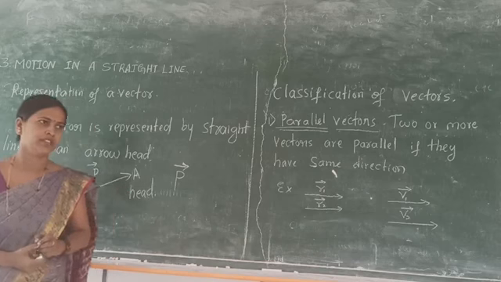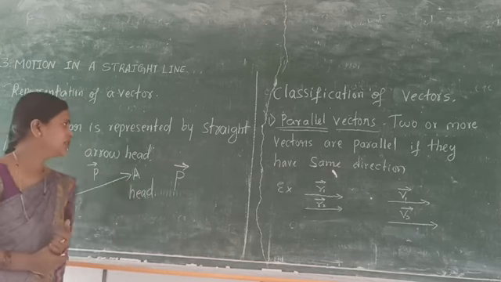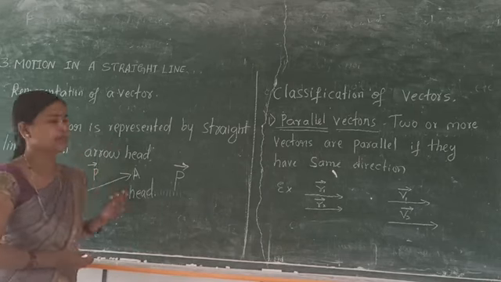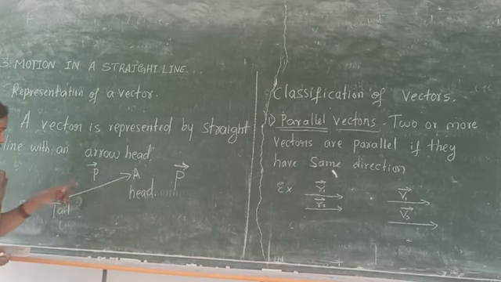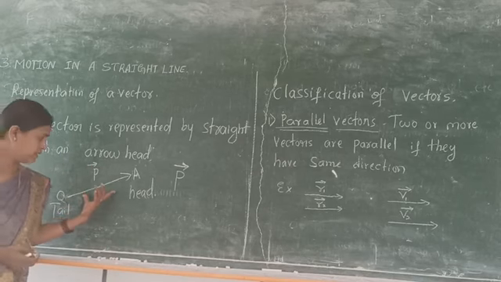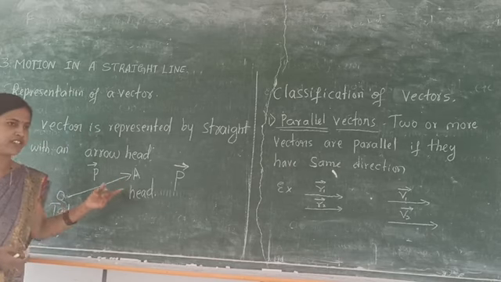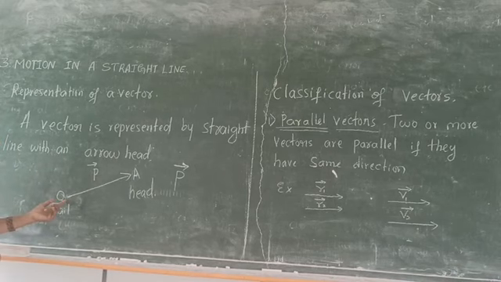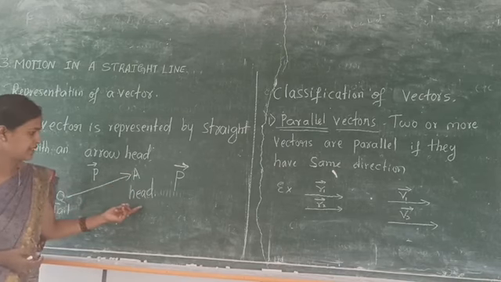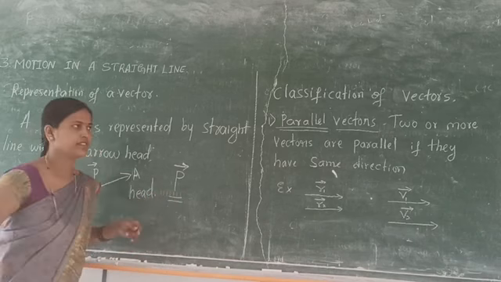Representation of a vector. The vector has magnitude and direction, so the vector is represented by a straight line with an arrow head. The length of the vector represents the magnitude and the arrow mark represents the direction of a vector. In this, P is a vector, point O can be called the tail and A is called the head of the vector. So the vector is represented like this.